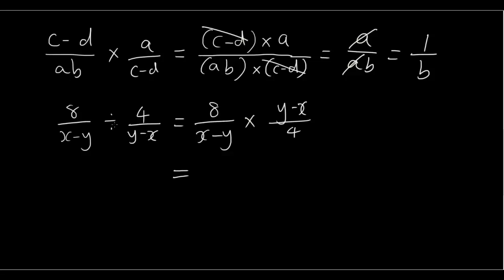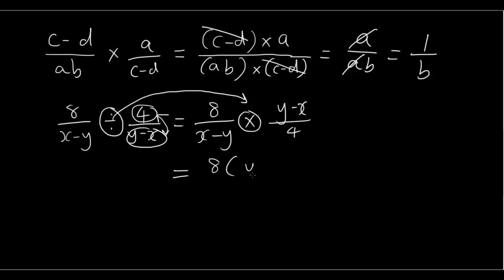So that's what you have to do when you're dividing fractions. You change the sign into times, and you turn the second fraction upside down to make it (y − x) over 4, and then you multiply it as usual. So we're left with 8(y − x) over 4(x − y). And can we simplify that any more? Well, we have 8 over 4, that's 2 over 1.